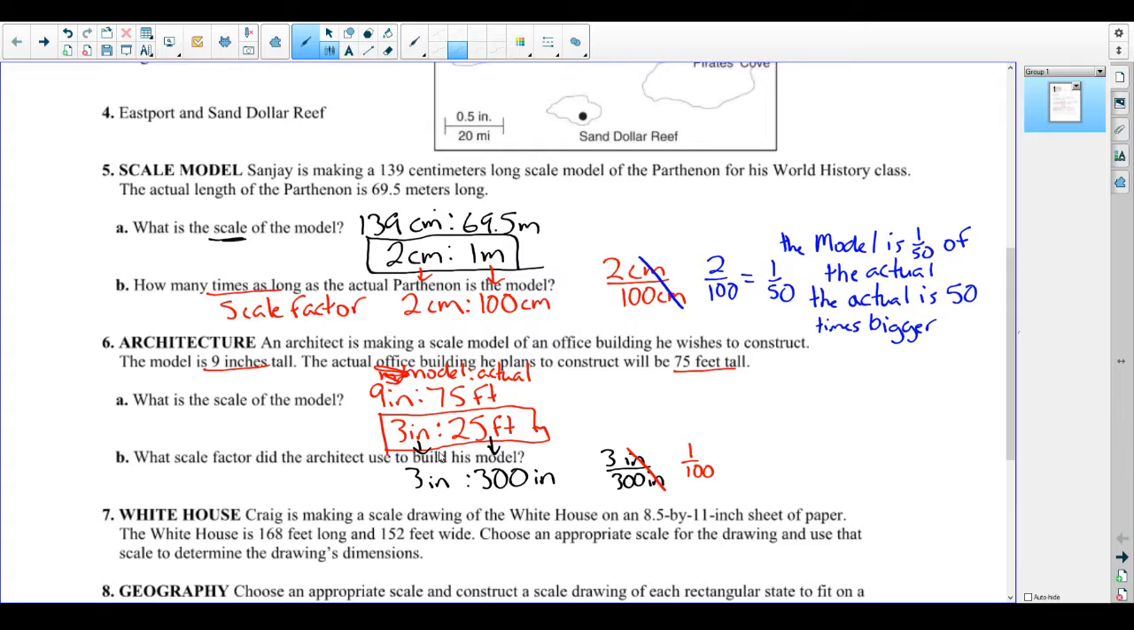So what is our scale factor? We can say the model is 1/100th of the actual building, or we could say the actual building is 100 times the size of the model. That's our answer, either 1/100 or 100. 1/100 is the one the book wants.